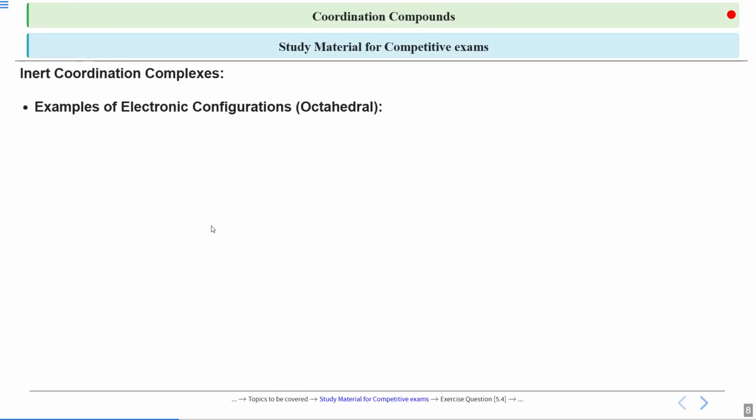Examples of electronic configurations in octahedral complexes include the d3 configuration, which is present, for example, in chromium 3+. Chromium has the configuration argon 3d5 4s1, and when it loses 3 electrons, 1 from 4s and 2 from 3d5, it gets the 3d3 configuration, right?